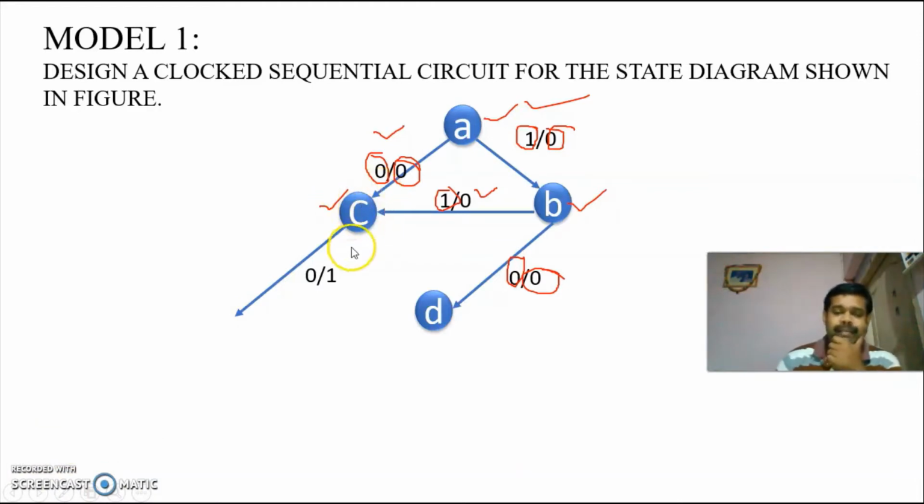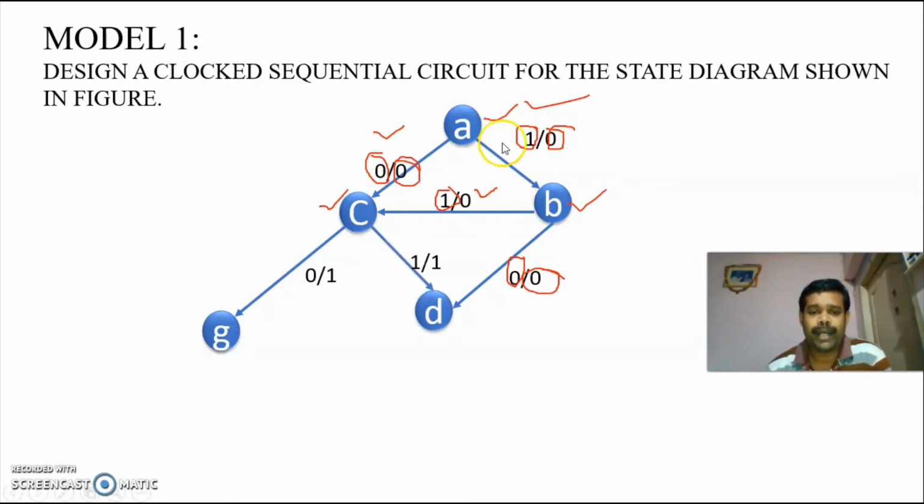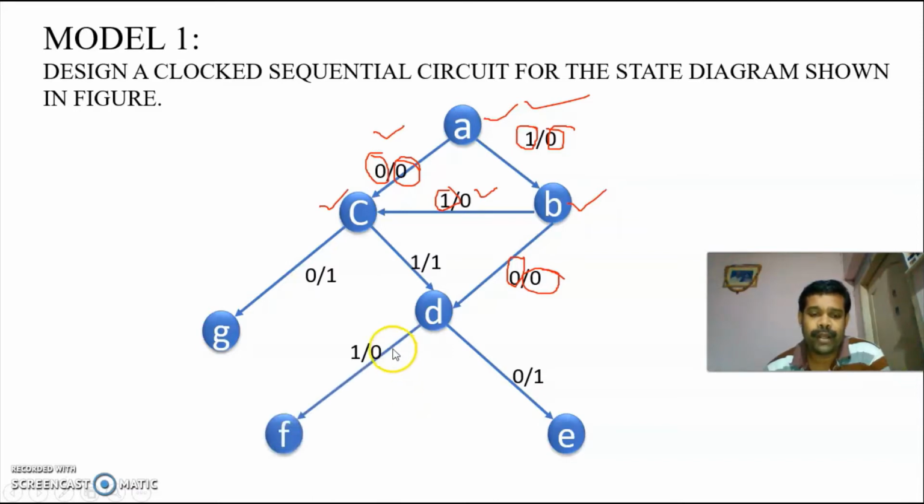Similarly, you are in C. When you provide input 0, it goes to G, and the output is 1. You are in C. When you provide the input 1, it goes to D, and the output is 1. You are in D. When you provide the input 0, it goes to E, and the output is 1. You are in D. When you provide the input 1, it goes to F, and the output is 0.